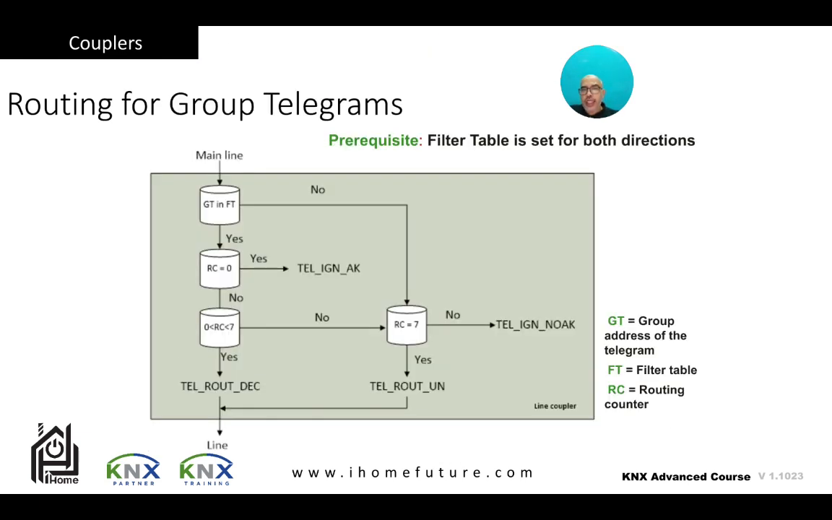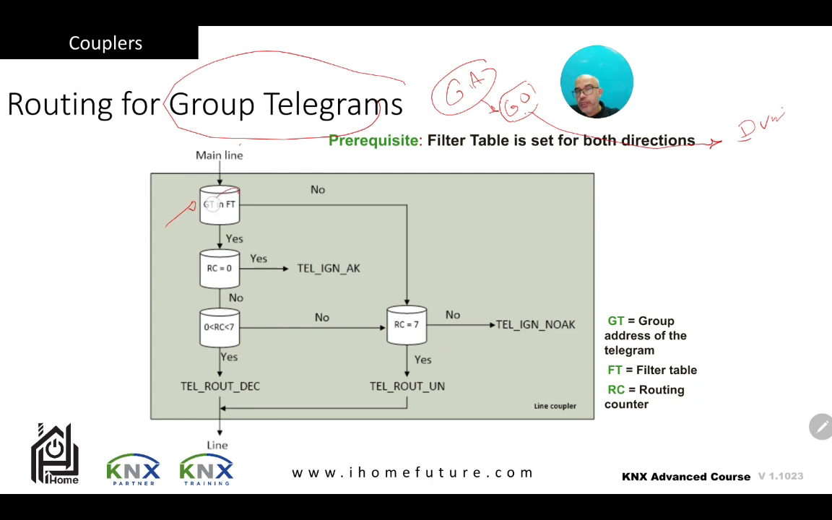That was physical address. Group telegrams are a bit different because I need to check the group address itself. Will it be allowed to route or not, based on the group objects in the group address, which are also going to individual devices. And they have a routing counter. So the main line is sending. I am checking whether the group telegram is in the filtering table. If yes, and if the routing counter is not 0, then I can pass this one and I will decrease the routing counter by 1.